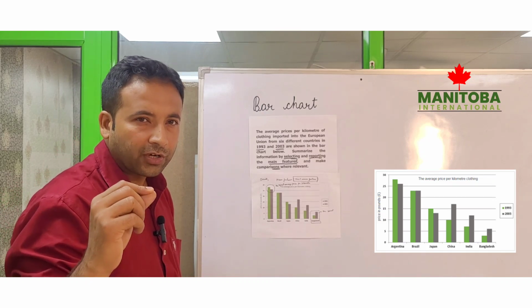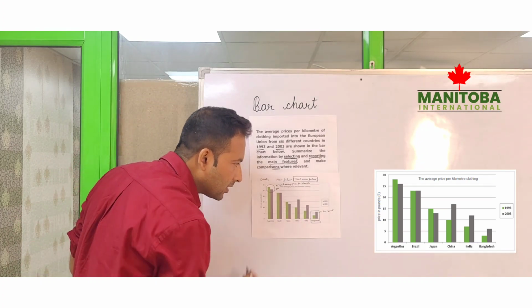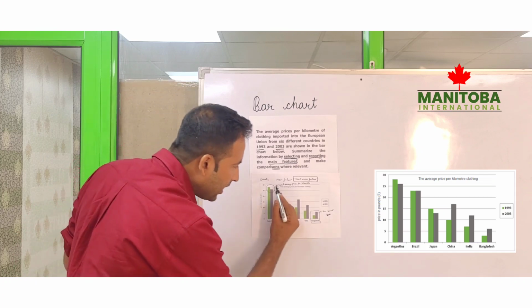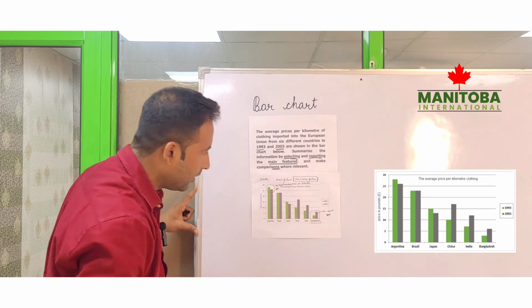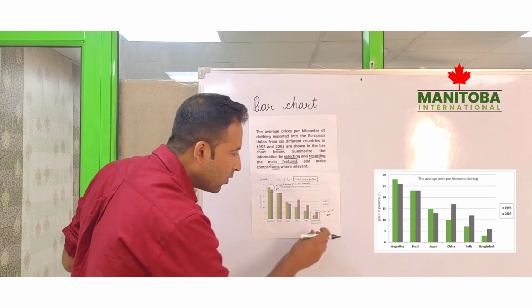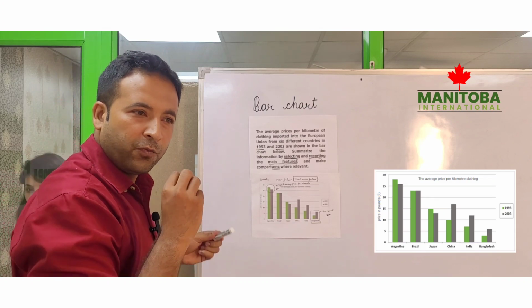I am going to add the first feature. Look at here please. This one is the highest, this one is the lowest. So I would say that the highest average price per kilometer was recorded in Argentina, whereas the lowest was in Bangladesh. So this should be my first main feature.